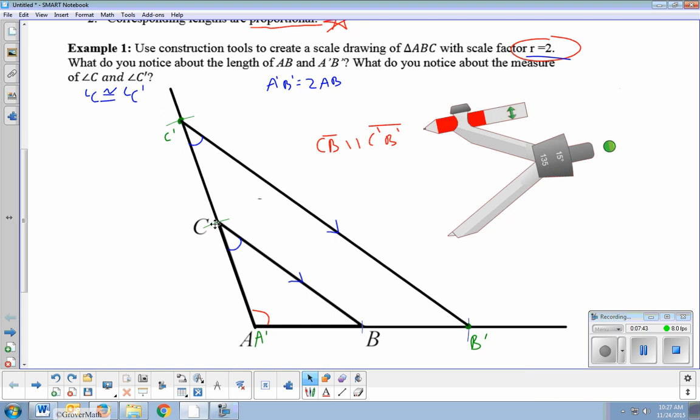So the sides are proportionate, and a proportion of 2. I don't have lengths here, but if I did, if I said this length was 8, then this length would be 16 because it's twice the size. The ratio of these sides is 1 to 2, the ratio of these sides is 1 to 2, these sides 1 to 2, and that's really what's important here.